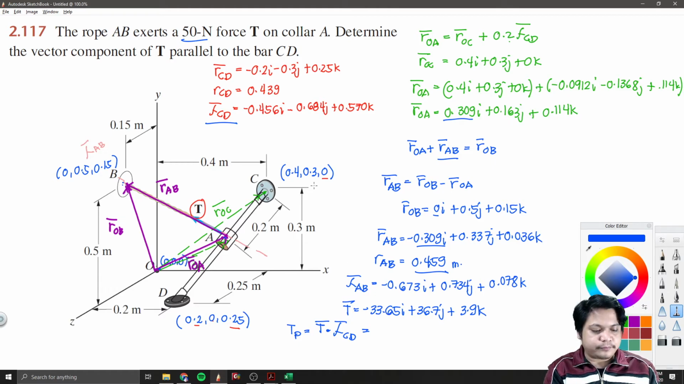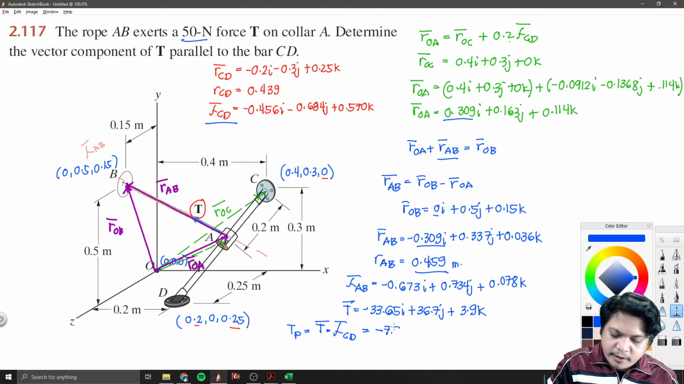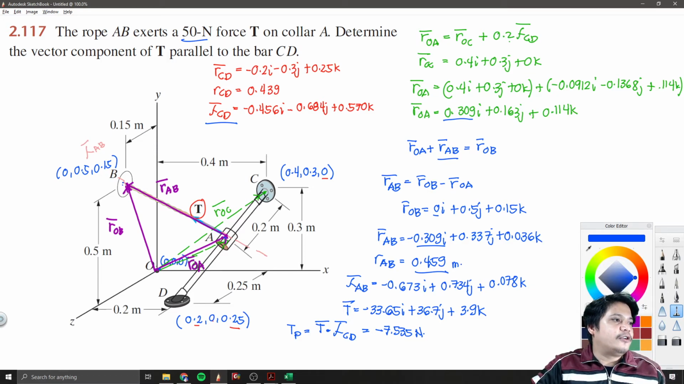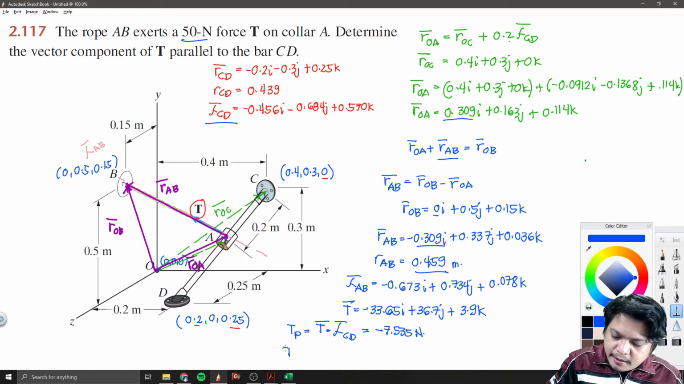Negative 33.65 multiplied by negative 0.456 plus 36.7 multiplied by negative 0.684 plus 3.9 multiplied by 0.570. Okay, so we will be having here negative 7.535, and this is now in Newton. Okay, so if meron ka ng Newton, okay, pwede ka na ngayong kumuha ng vector form. Okay? So, yung negative 7.535 mo, i-multiply natin dito sa lambda CD.